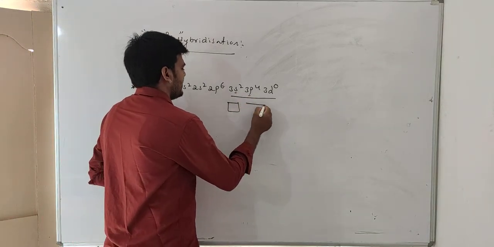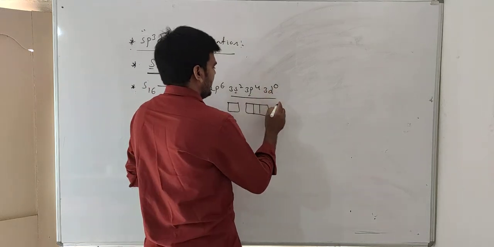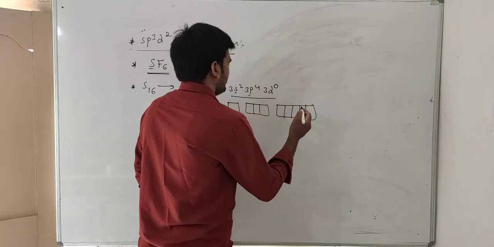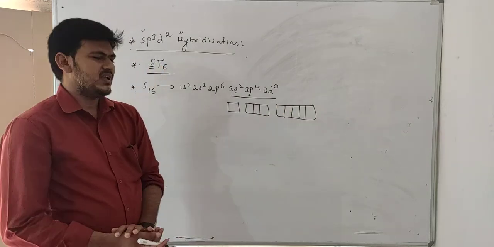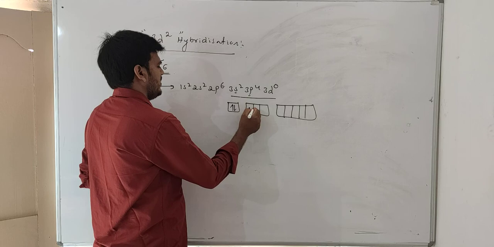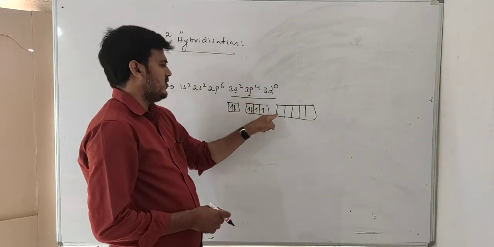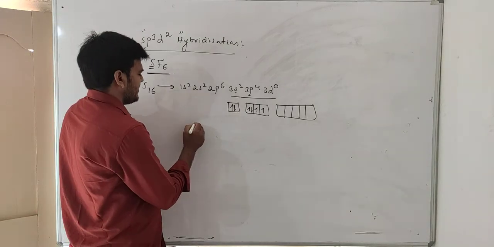Next, the p orbitals are 3: px, py, pz. The d orbitals are 5. So in 3s2, 3p4, 3d0: 3s2 has 2 electrons, 3p4 has 4 electrons, and 3d0 has no electrons. Next, the first excitation state.